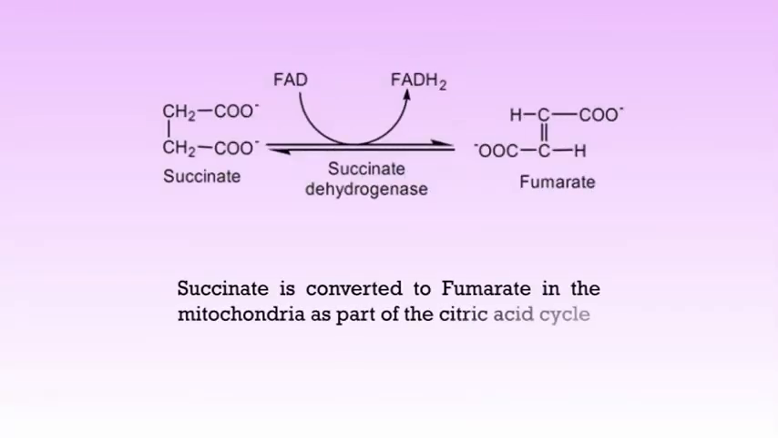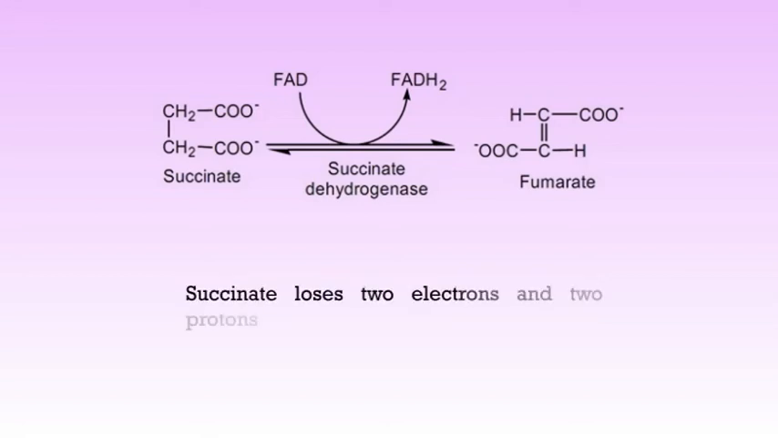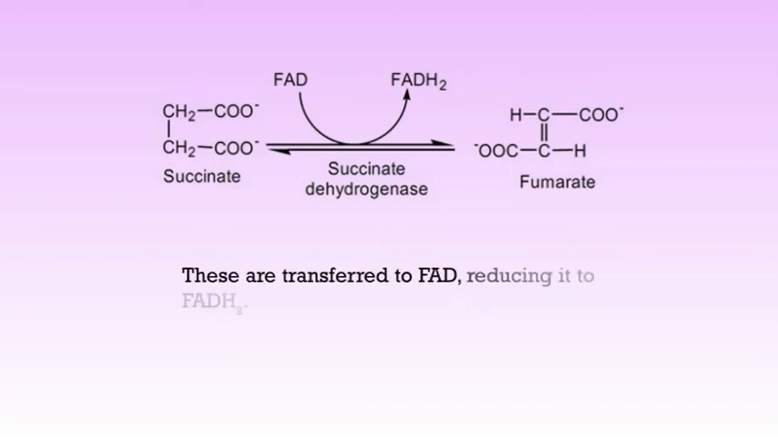The reduced forms of these coenzymes can transfer protons and electrons to other molecules, thereby reducing them. For example, succinate is converted to fumarate in the mitochondria as part of the citric acid cycle. Succinate loses 2 electrons and 2 protons. Now these are transferred to FAD, reducing it to FADH2.